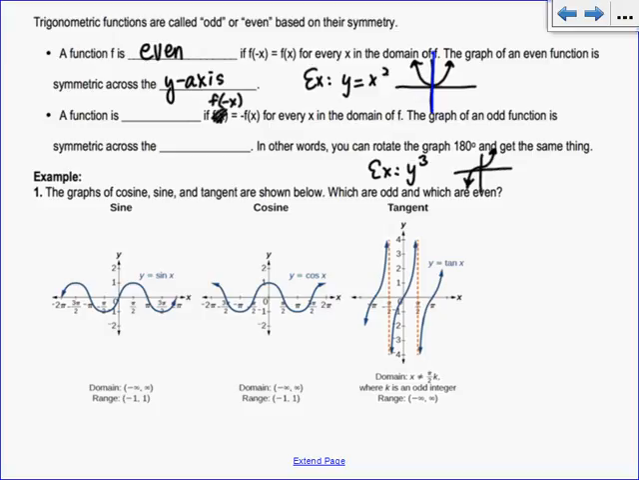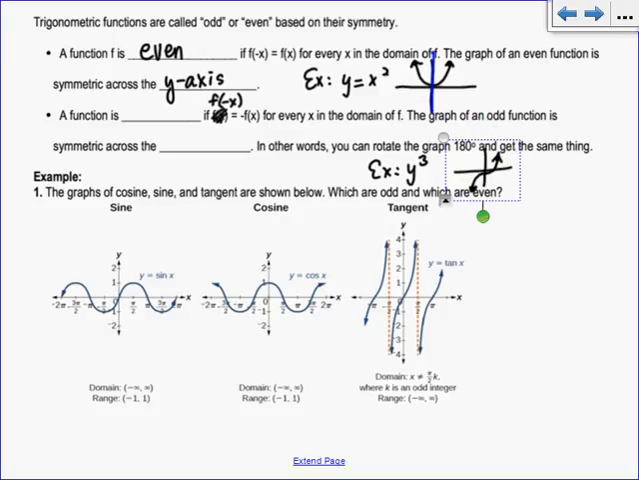So this one is not symmetric across the x or the y-axis. It's like you have to do both at the same time. So what we call this is symmetric across the origin. Really what happens, kind of look up here, do you guys see my picture? It rotates around. If you rotate it 180 degrees, you get the same graph.